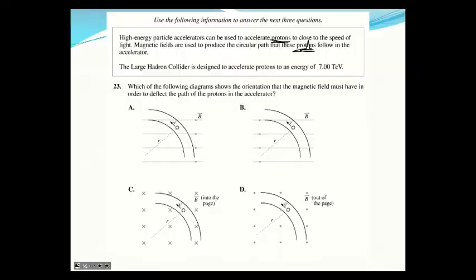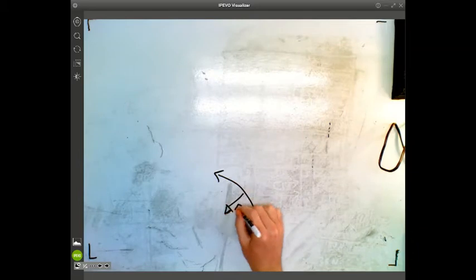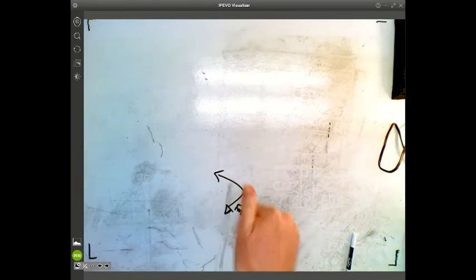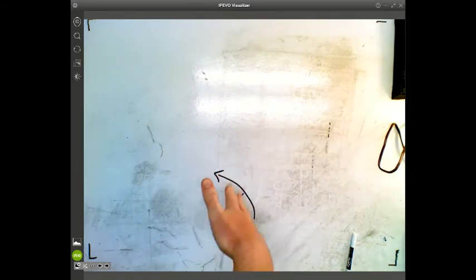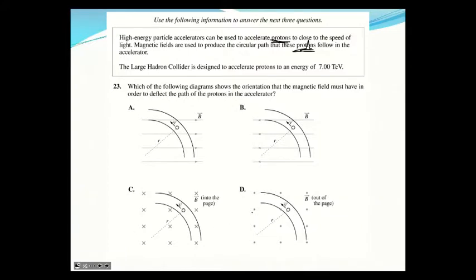Okay, so I'm going to switch over to this. So we want our protons to be traveling in this path, right? So we want our magnetic force to go towards the center of the circle. So if I put my thumb of my right hand this way and I put my palm going this way, you can see that my fingers are going into the page. So we're looking for a magnetic field that is into the page. Into the page are X's like this, so that makes C the correct answer.